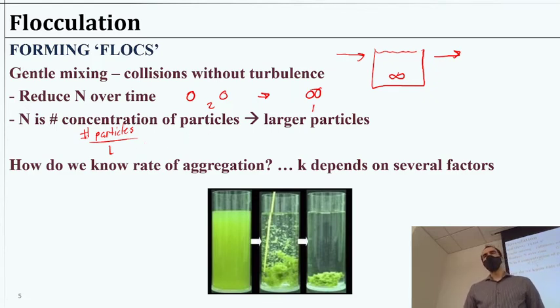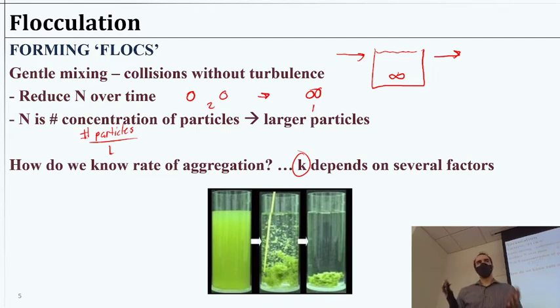So the question becomes, okay, well, at what rate are these particles going to meet, and at what rate are we going to have the reduction in number of particles? So that's going to be a k value, so a rate constant for the system, and we're going to need to solve that based on some of the parameters of the system.